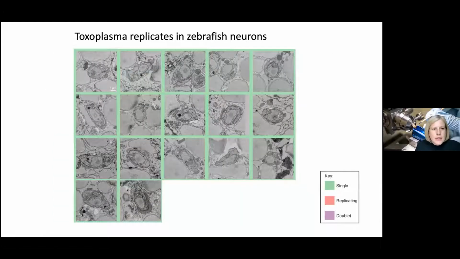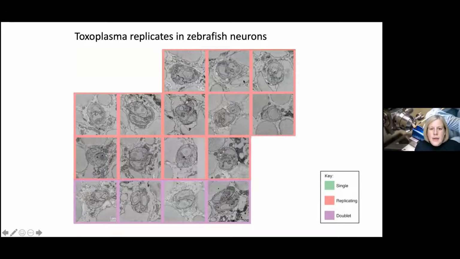And actually, you can start to be quantitative because here MC's targeted multiple parasites and collected 3D data through each. And so you can see multiple single parasites. You can find multiple parasites that are still connected and undergoing division, and then some which have completely divided.